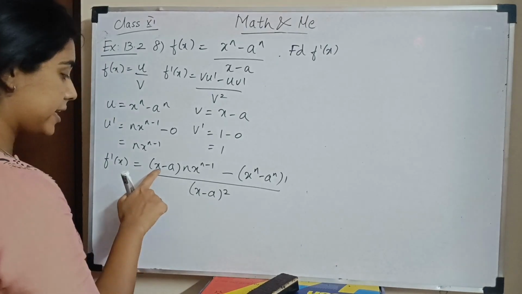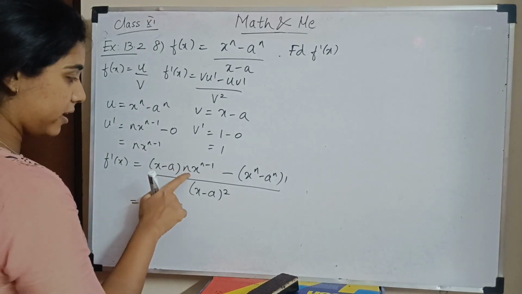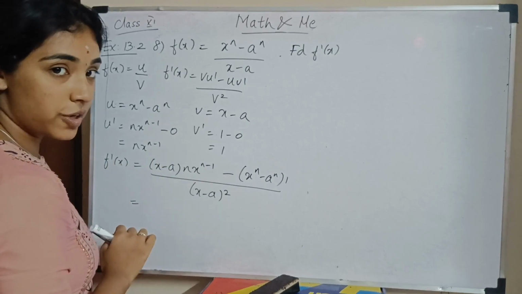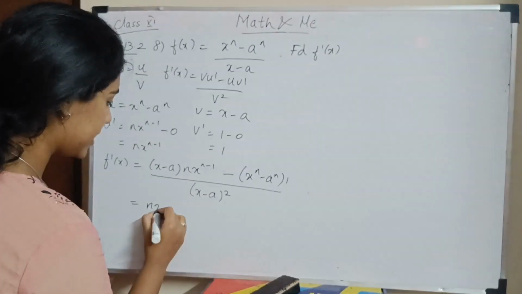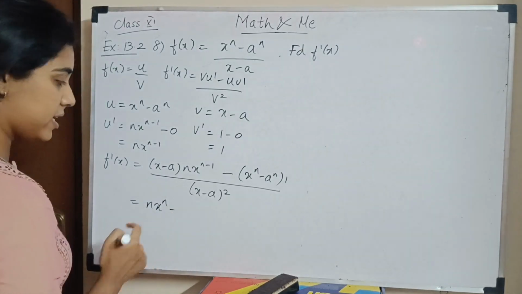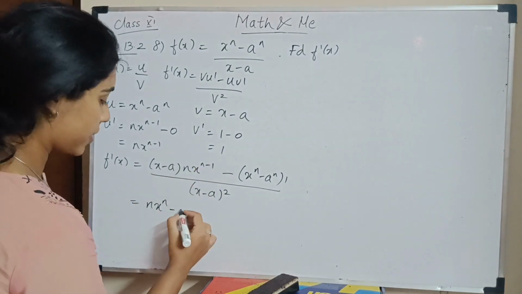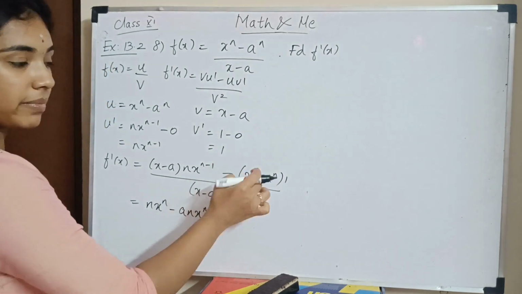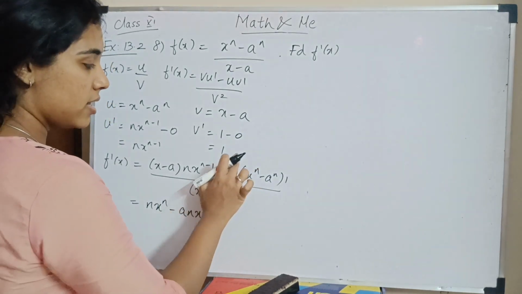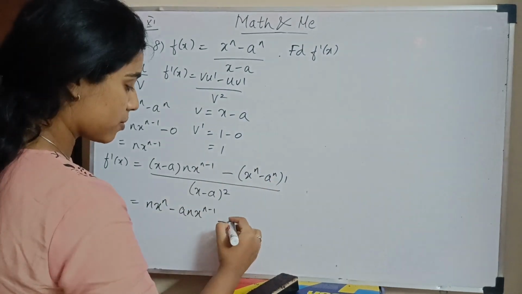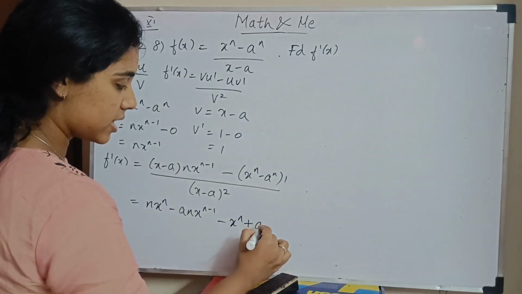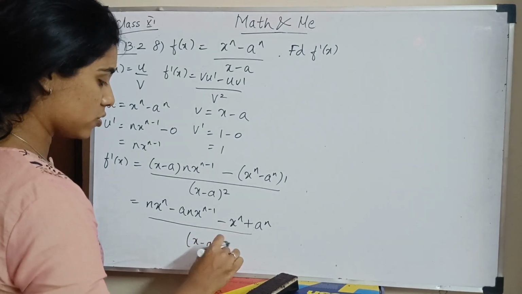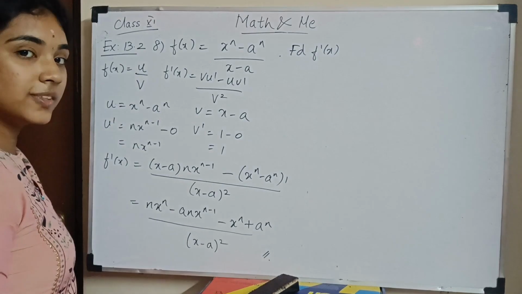So what do you have? First I multiply this: x times x to the n minus 1. Here the power of x is 1, here the power of x is n minus 1. So what do you get in total? You get n x to the n minus a n x to the n minus 1, minus, now I am going to open that bracket, minus x to the n, minus into minus is plus. So minus x to the n plus a to the n, divided by x minus a the whole square. This is the formula. Okay.